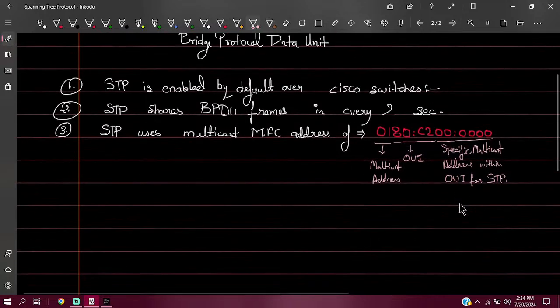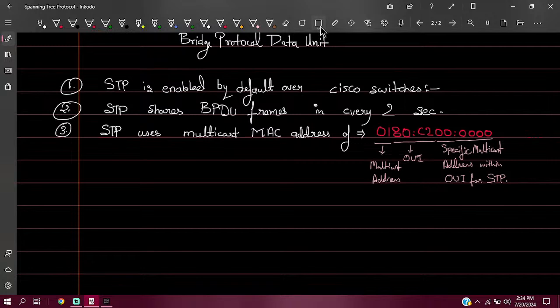तो हर 2 सेकंड में बीपीडीयू शेयर करके स्विचेस बेसिकली आपके नेटवर्क में लूप से लड़ते रहते हैं. ओके, नाउ अगर बात की जाए ब्रिज प्रोटोकॉल डेटा यूनिट, द बीपीडीयू, so what all things do comprise this BPDU? Guys, BPDU is a very large entity, right? ये comprise होती है of almost 12 fields in the BPDU frame, if I'm not wrong.